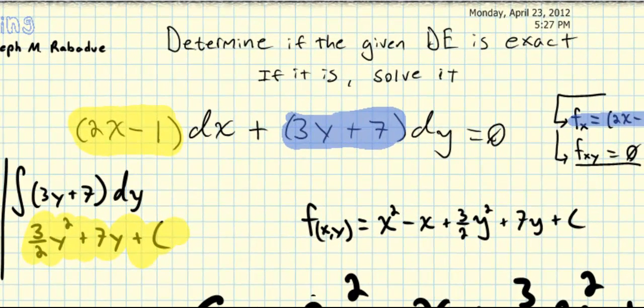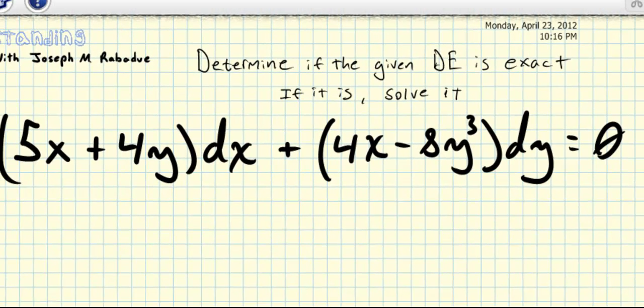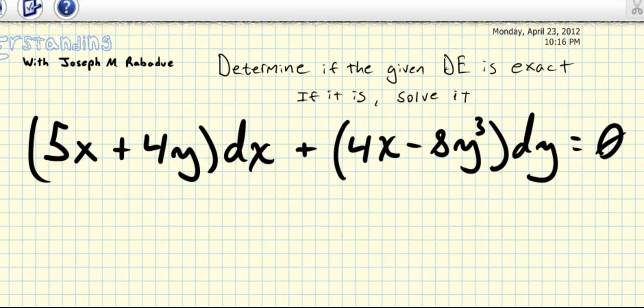I'm going to do one more example. Okay, in my next example, we still have to do the same thing: determine if the given differential equation is exact. If it is, solve it. And the differential equation we are given is 5x plus 4y times the change in x plus 4x minus 8y cubed times the change in y.